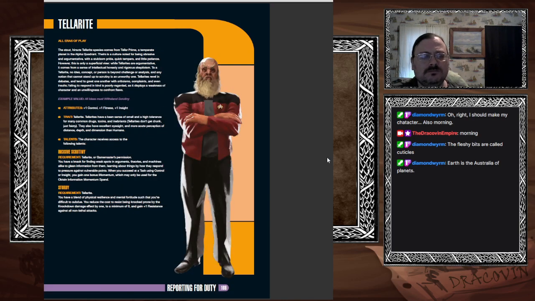Anyway. So Tellarites, coming from Tellar Prime. They're from a temperate planet in the Alpha Quadrant, of course. So they're very culturally abrasive, argumentative. They have a stubborn pride, quick temper, very little patience.